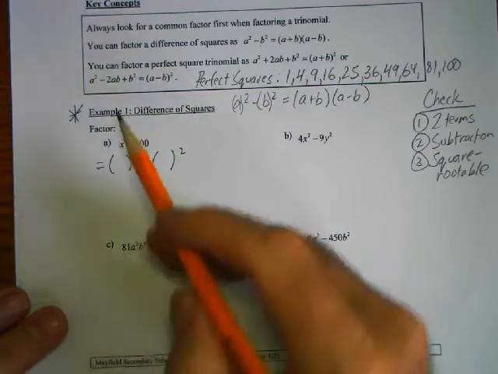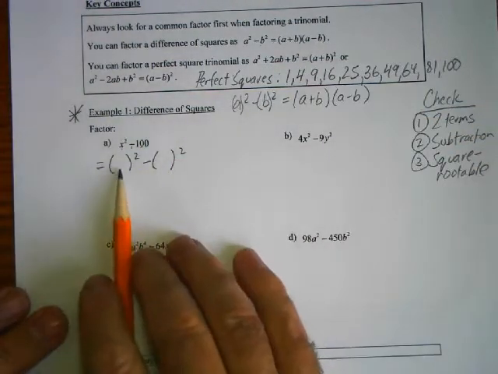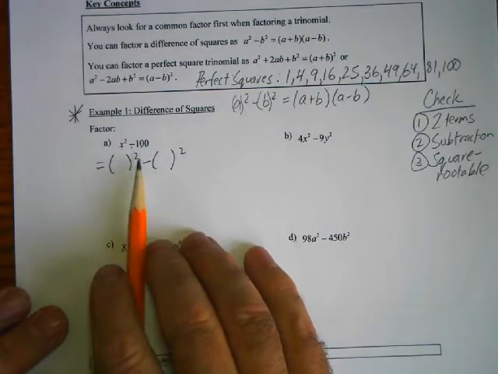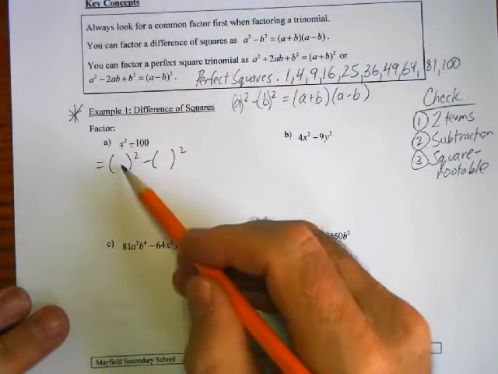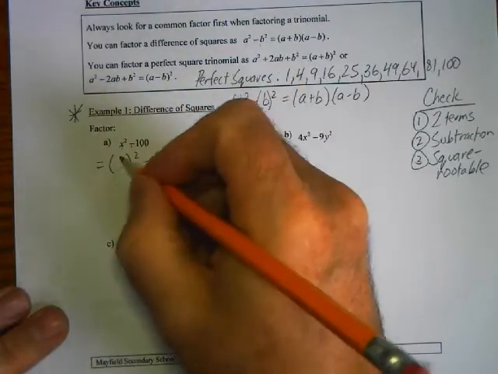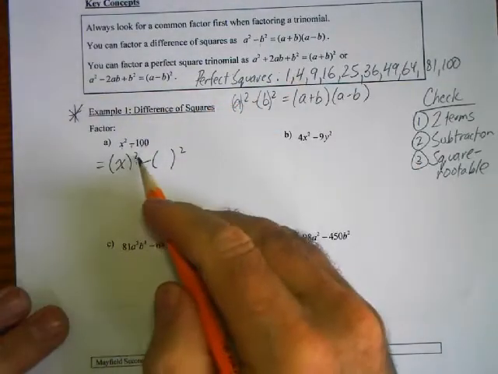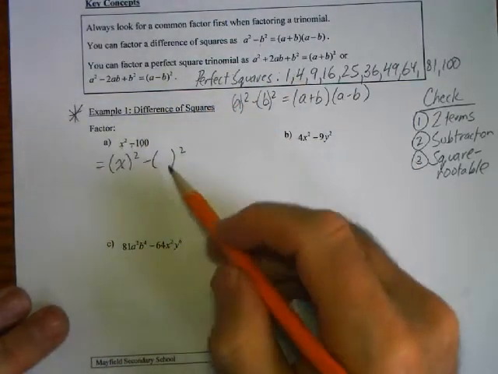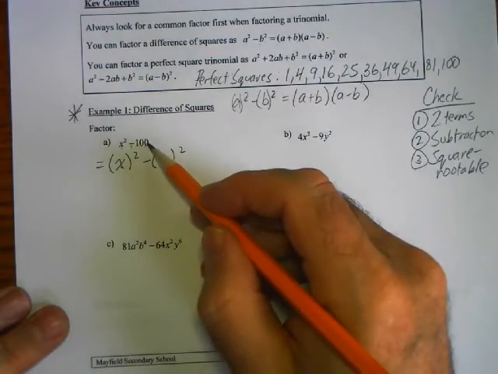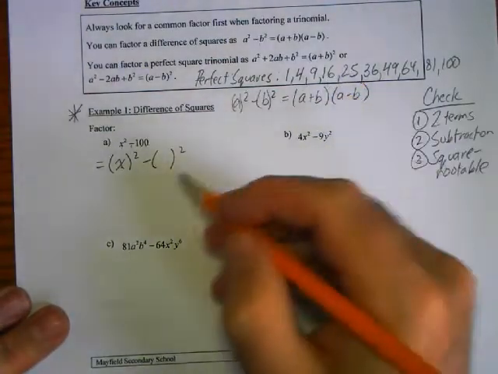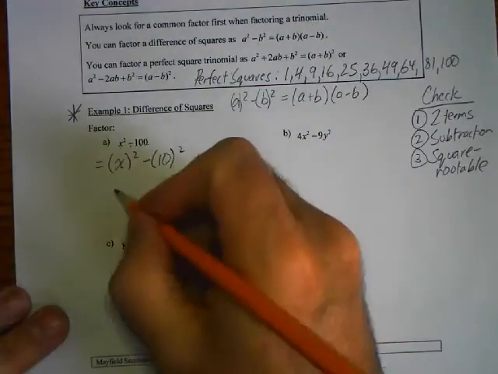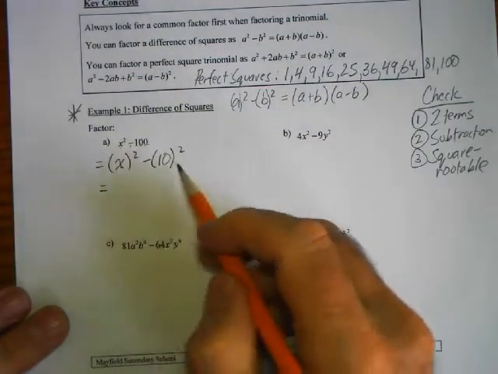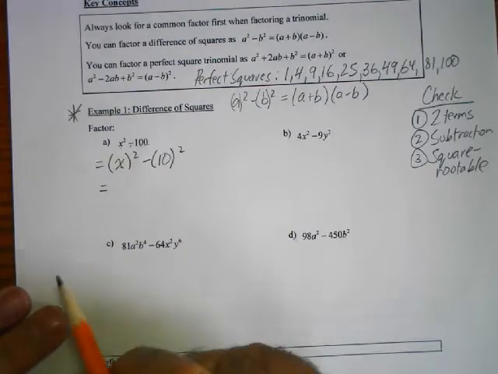So you'd always do this on the next line, and then you figure out what goes inside each of these brackets. So if I want to make an x squared, what goes inside the bracket? Well, obviously that's an x. If I square an x, I get x squared. What goes in this bracket so that if I square it, I get 100? That's going to be 10. 10 squared is 100. Okay, and you may think, well, what's the point? That's not giving us much, but it is.